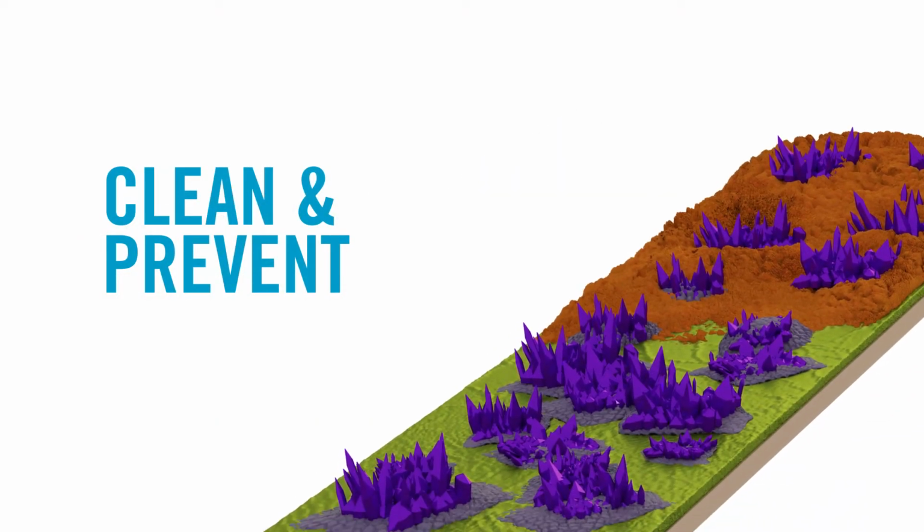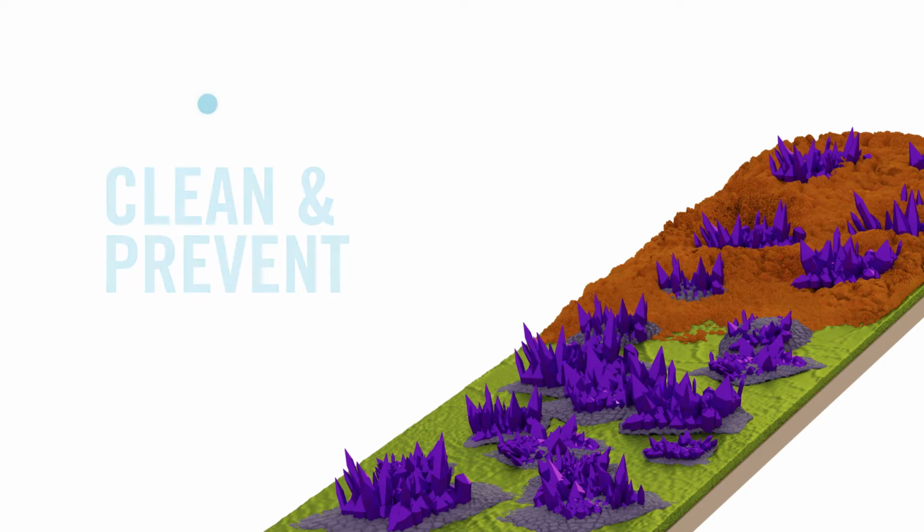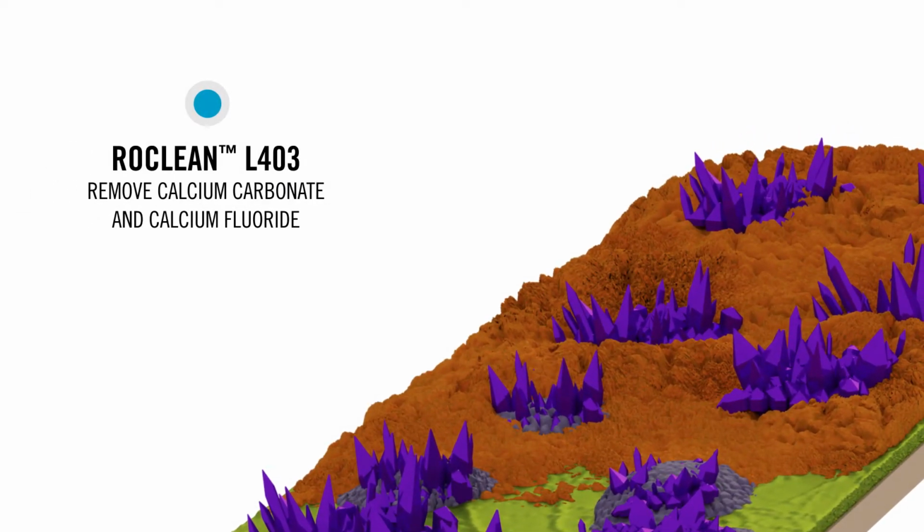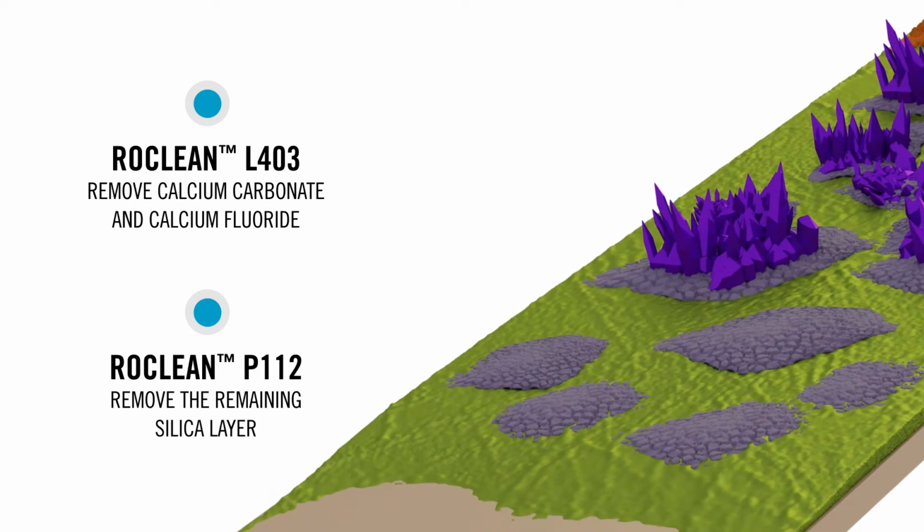Knowing this information, we were able to make recommendations to clean and prevent the foulant. RoClean L403, a buffered low pH cleaner, was chosen to remove both the calcium fluoride and calcium carbonate layers. RoClean P112, a high pH targeted silica cleaner, which does not carry the hazards associated with ammonium bifluoride, was used to remove the silica layer. The site cleaned on-site and replaced elements weighing more than 50 pounds, which are often considered irrecoverable.